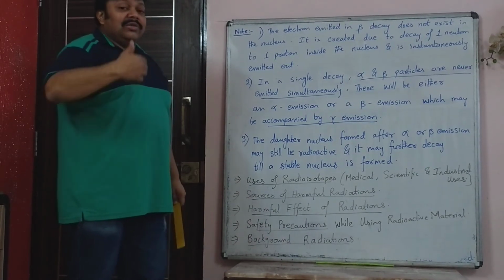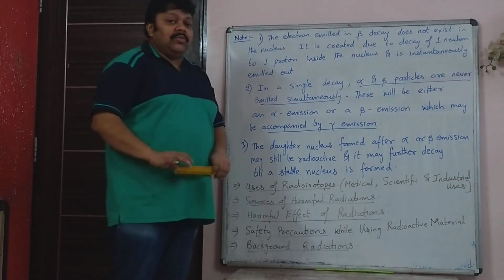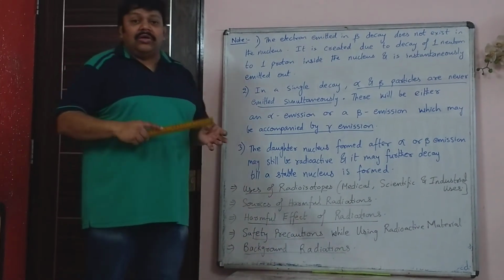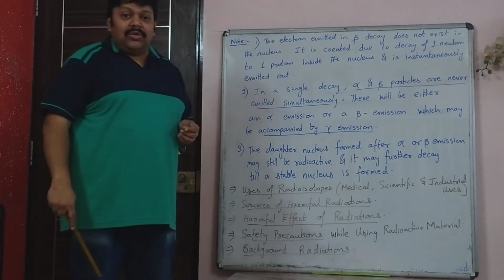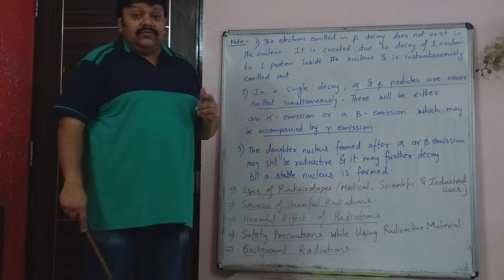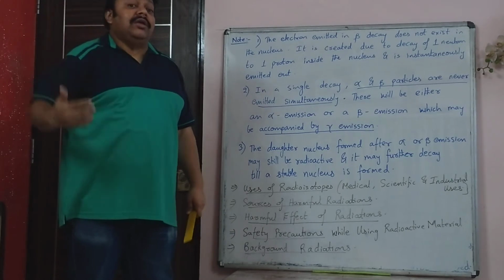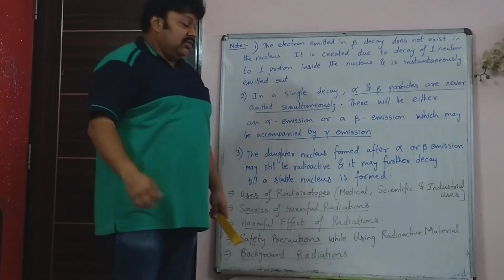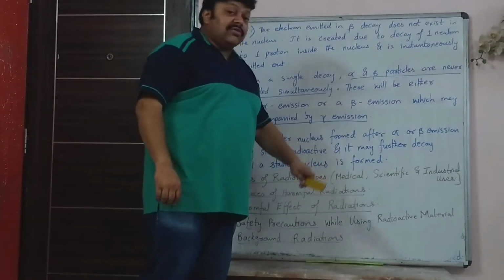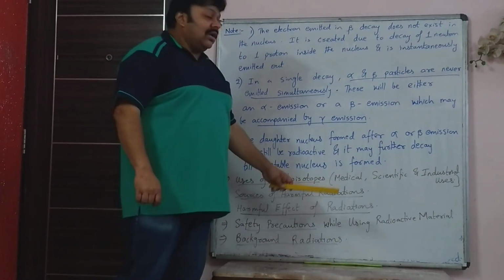Now, the things that we will be seeing in the Zoom lecture when we do the board questions, and which have to be learned, which are in the portion and are important, are the uses of radioisotopes. You've learned that cobalt-60 is a radioisotope of cobalt. Then you have carbon-14. Carbon-14 is used in radioactive dating to find the age of fossils. So all those uses of radioisotopes, medical uses, scientific uses, industrial uses, we will be seeing in the Zoom session. Sources of harmful radiation.